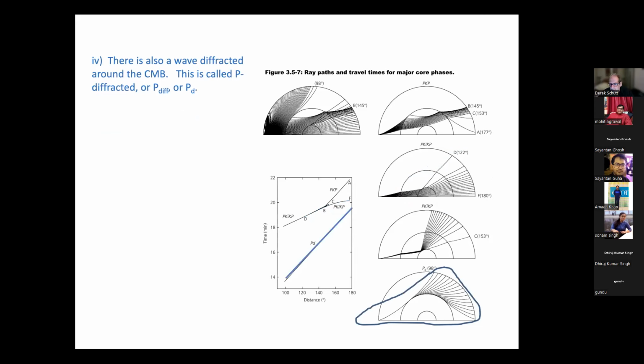Finally, I'd like to note a wave that's diffracted around the outer core. This is called P diffracted. And this is first observed at 98 degrees, and it can be observed at 180 degrees from the source. And here it is on our travel time distance plot.